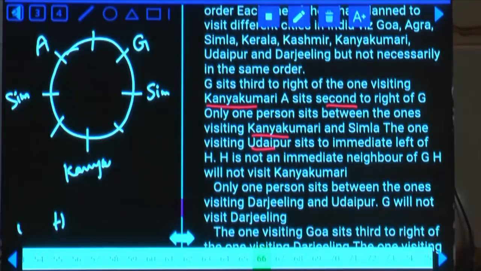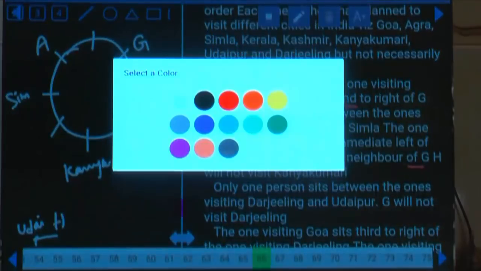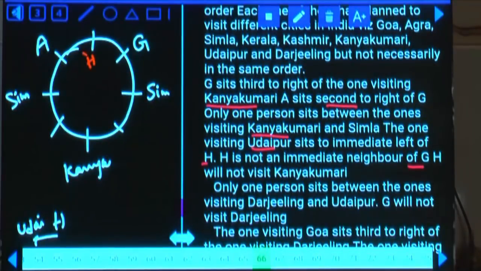Then the one who is visiting Udaipur sits to the immediate left of H. If H is here, Udaipur is to the immediate left of H. And H is not an immediate neighbor of G. As H is not an immediate neighbor of G, H cannot be here and H cannot be here, isn't it? And H will not visit Kanyakumari, so H cannot be here as well.